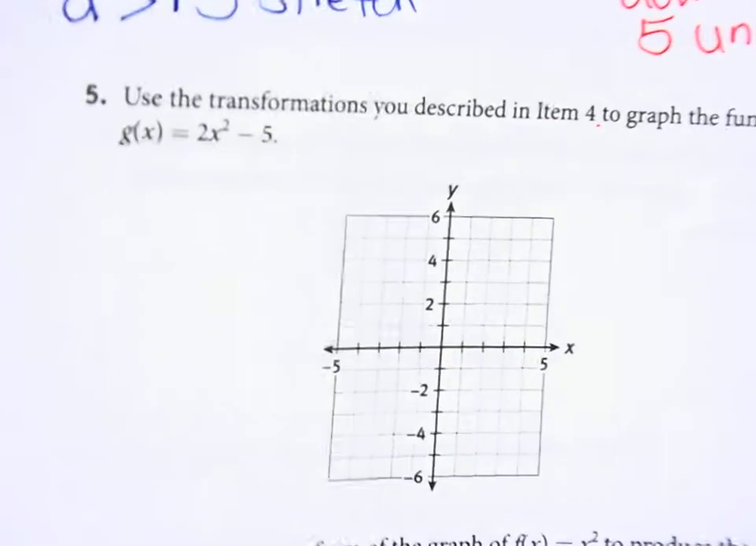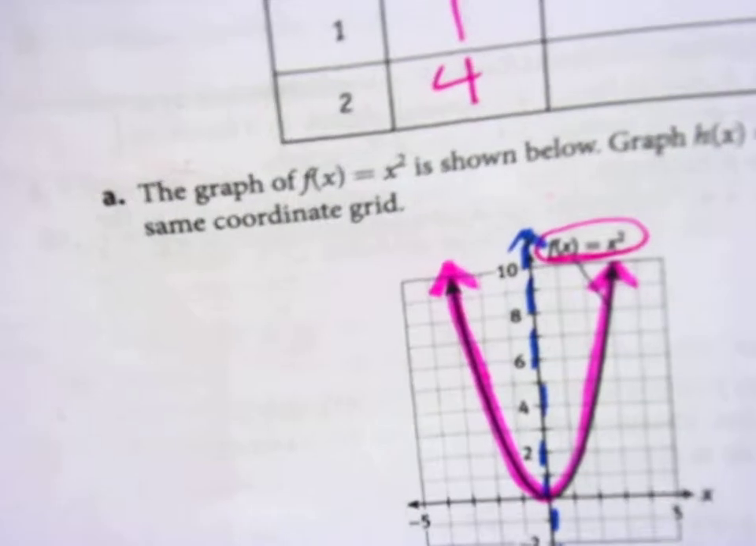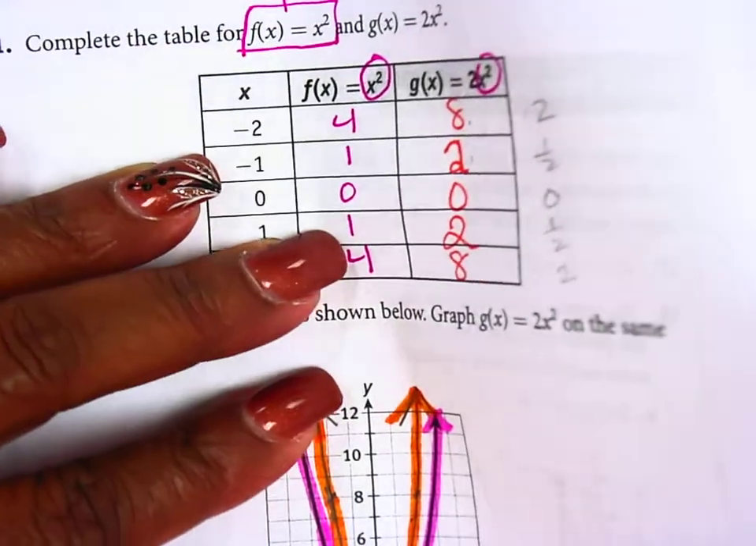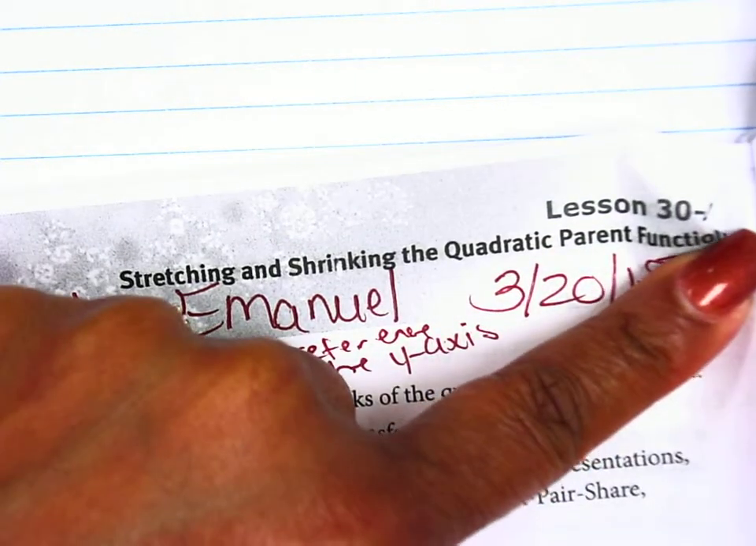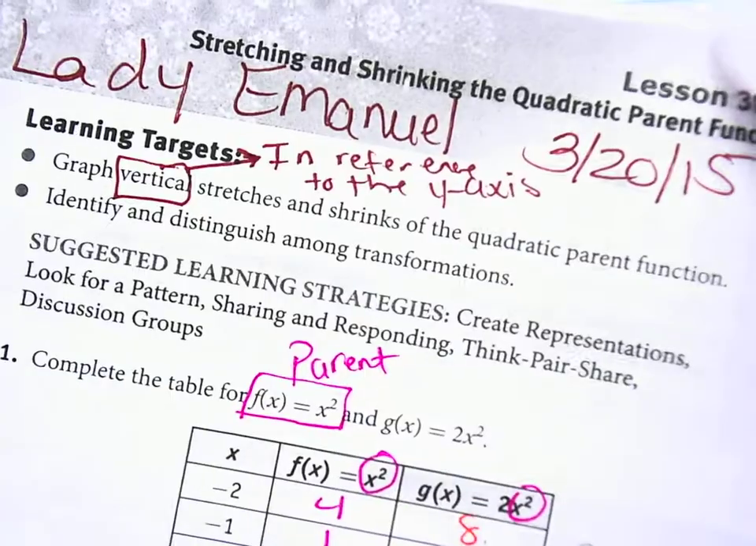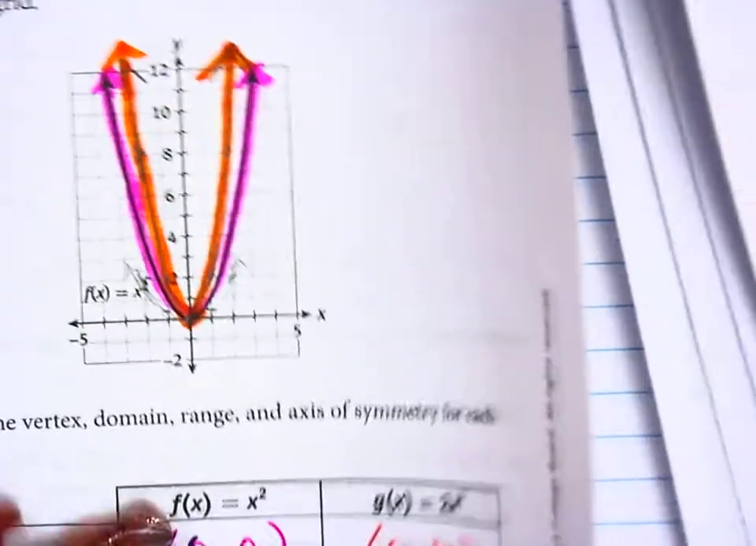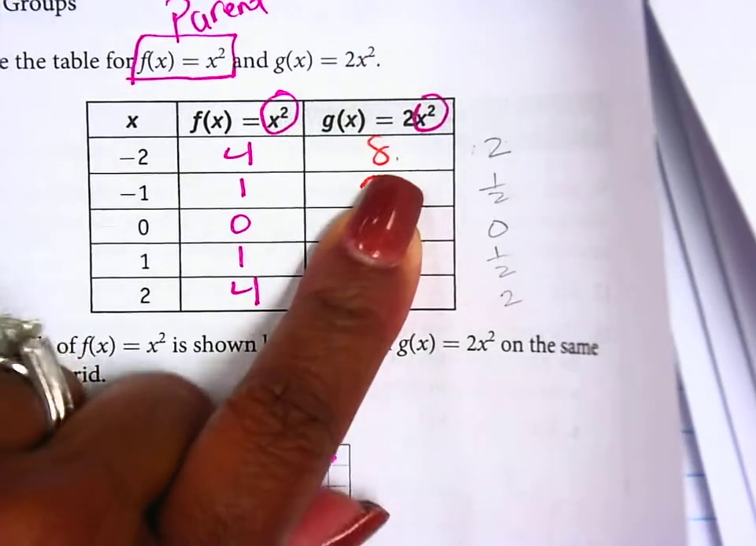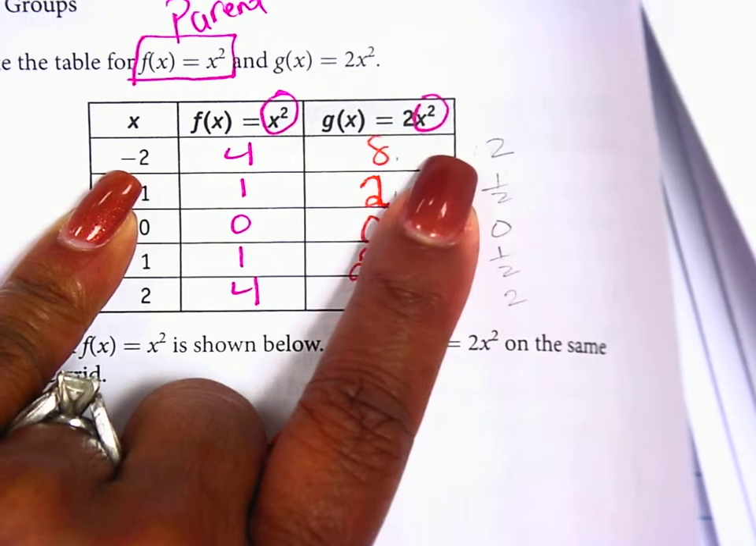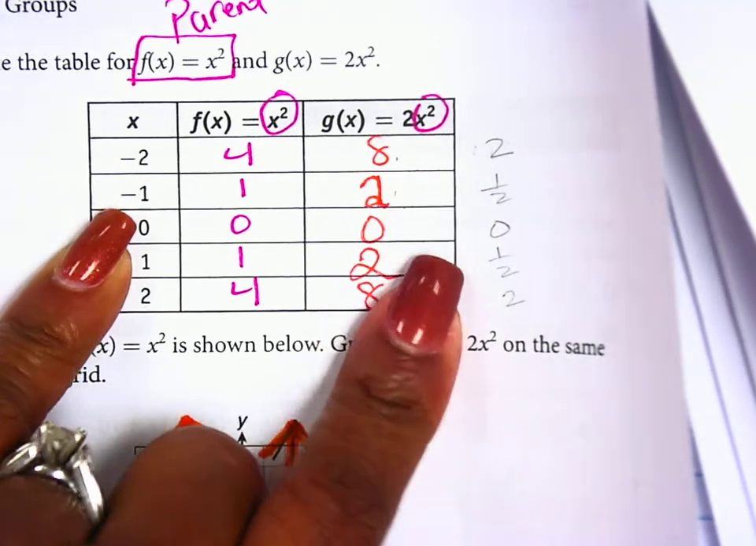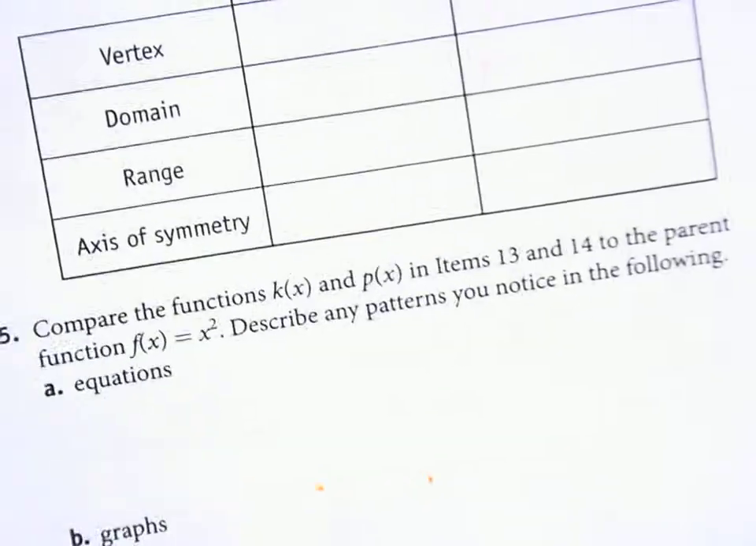So you can go back to lesson 3-2. Right here it says lesson 3-2. If you go back to that, you will see that you have your values for 2x squared. So you take that and graph that first. So we have negative 2, negative 1, 2.